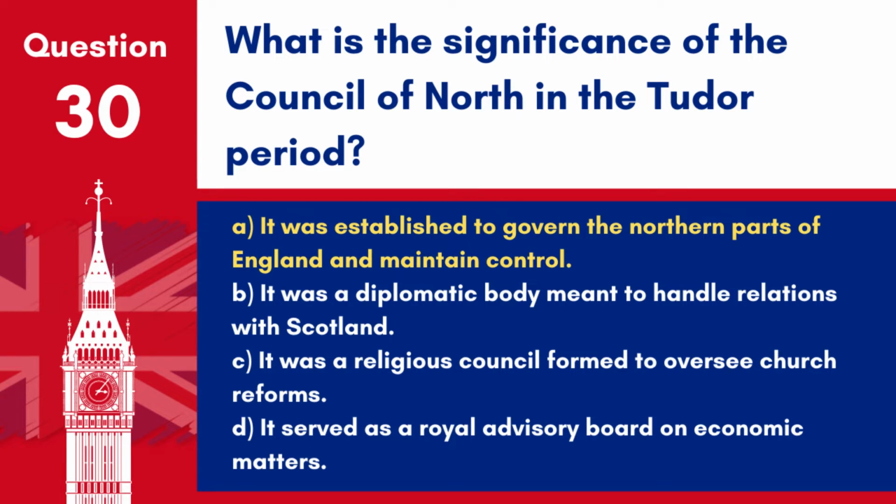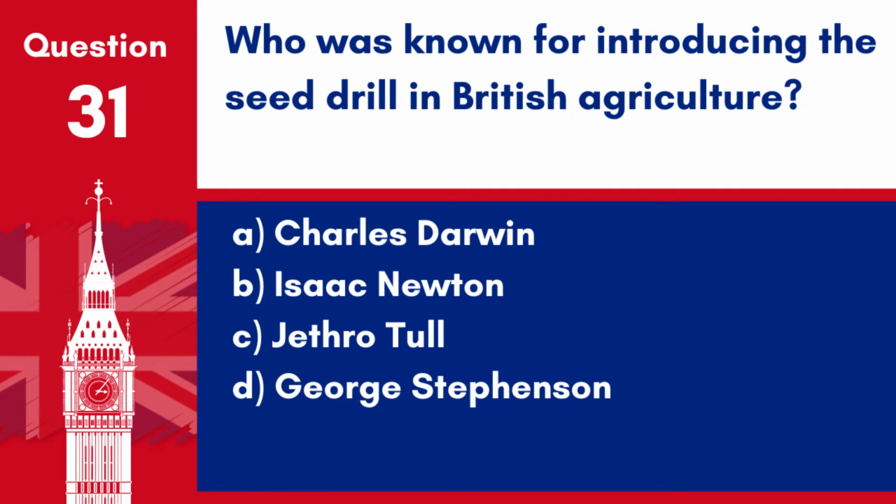Answer A. It was established to govern the northern parts of England and maintain control. The Council of the North was set up to ensure Tudor authority in the northern regions, where loyalty to the monarchy was historically weaker.